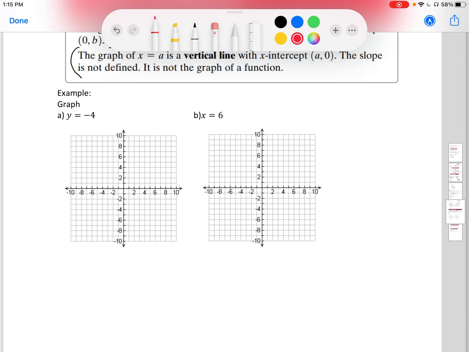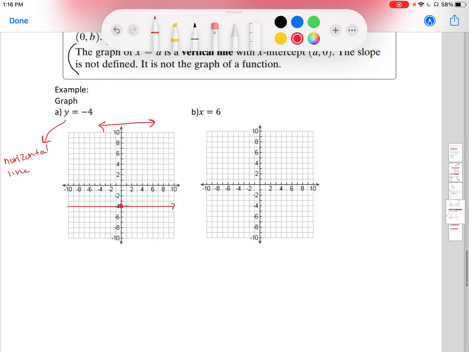So because we have a y, I know I have a horizontal line. So I know it's a line that goes this way. And it goes from left to right at -4. So we find -4, and from there we want to make sure it goes left and right. So this is our horizontal line at -4.